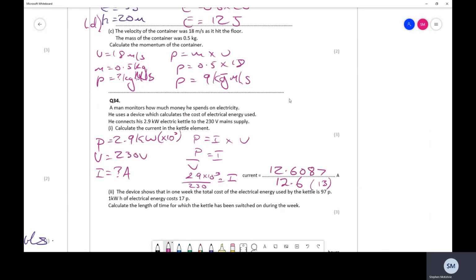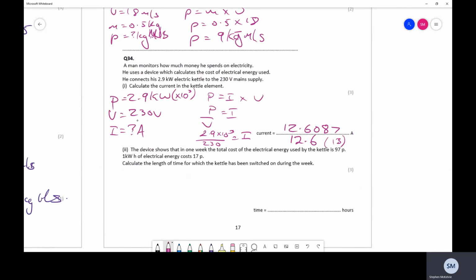The device shows that in 1 week, the total cost of the electrical energy used by the kettle is 97p. 1 week equals 97 pence. 1 kilowatt hour of electrical energy costs 17p. Calculate the length of time for which the kettle has been switched on during the week.